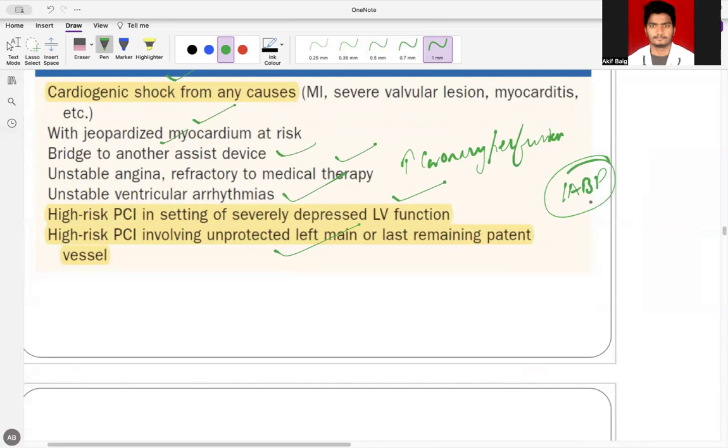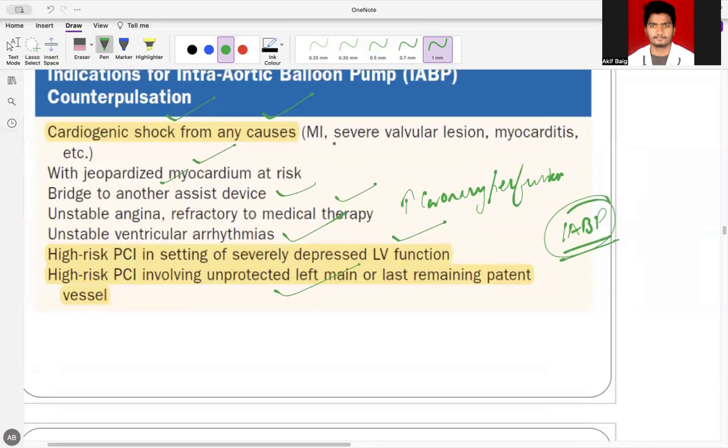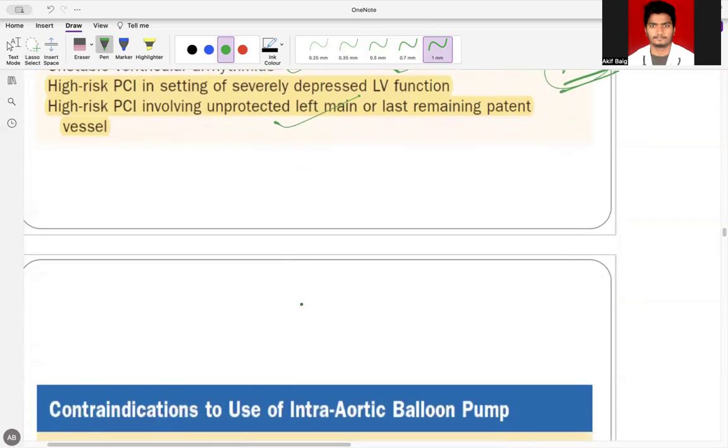This is not compulsory. The only indication which is compulsory, they say, is cardiogenic shock. This is also a class 2B recommendation, and for the remaining indications you can use it just to support or for hemodynamic support, but it is not mandatory.